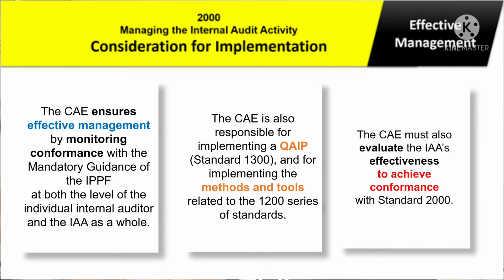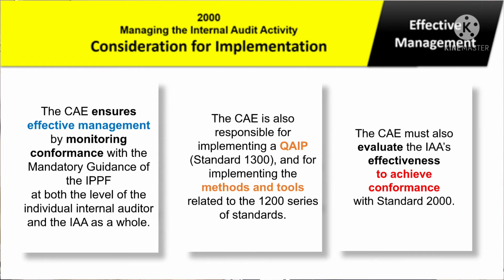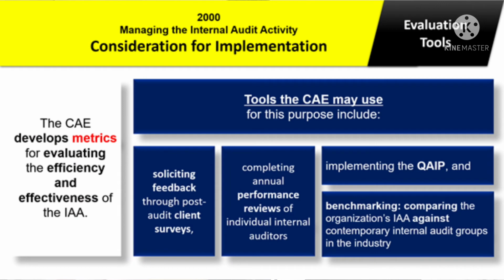The Chief Audit Executive must also evaluate the internal audit activity's effectiveness to achieve conformance with Standard 2000, which is the performance standard. So the Chief Audit Executive may develop metrics for evaluating the efficiency and effectiveness of the internal audit activity. So let's see what are the tools available.